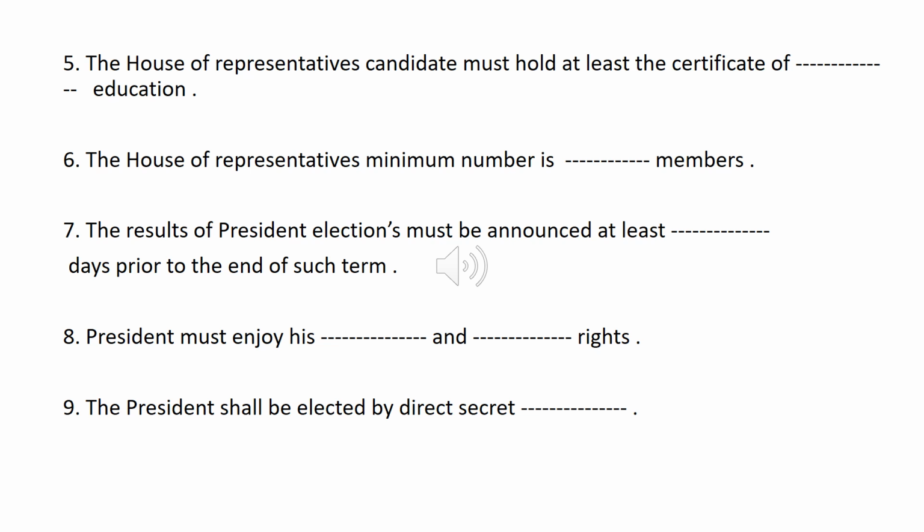Question number 9. The president must be elected by direct secret ballot, meaning that you go directly by yourself to the elections and you find a paper that you choose from. You choose one of the candidates by yourself.